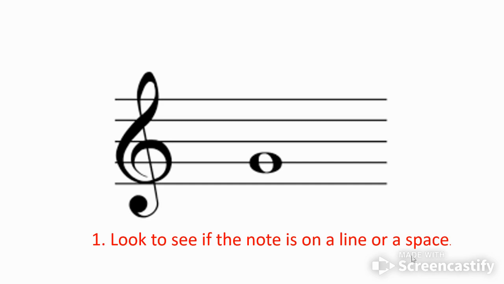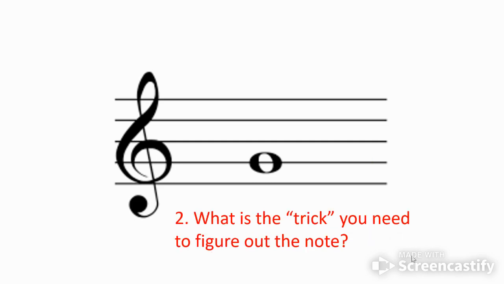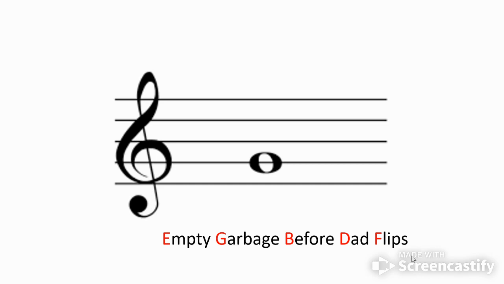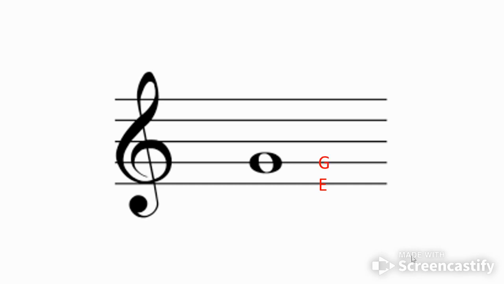All right, here we got a new one. Look to see if the note is on a line or on a space. Is the line going through the note? In this instance, it is. So which trick do we need? Empty Garbage Before Dad Flips. Start from the bottom and stop when we get to the note. Empty, garbage, that note is garbage, G.